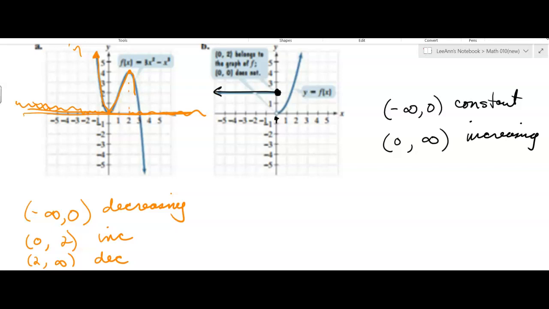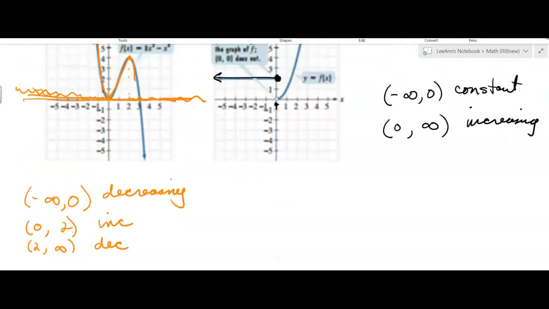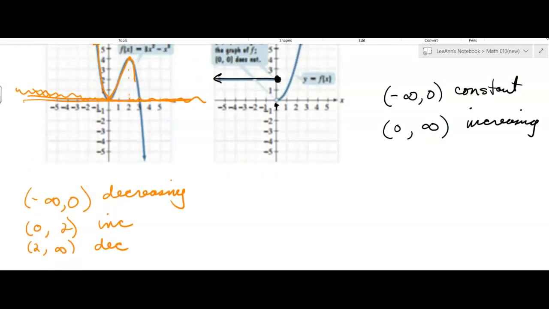It's not real difficult, but it might be a little hard to explain in the video. Either the graph is going up or it's going down. And we're reading left to right. And we're using interval notation.